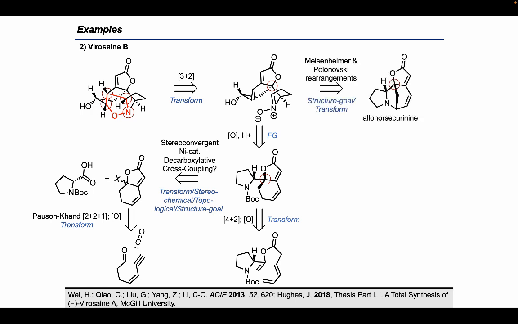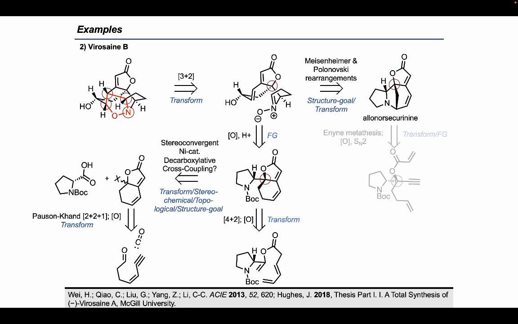Much harder to see objectively, but something that was known to those familiar with these natural products is that allonorsecurinine is thought to be a biosynthetic precursor to Verrucine B. This structure-goal strategy leads one to recognize that allonorsecurinine can be converted to the imine N-oxide intermediate by application of Meisenheimer and Polonovski rearrangements.